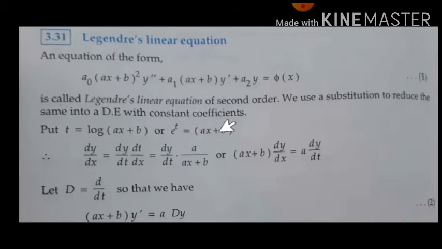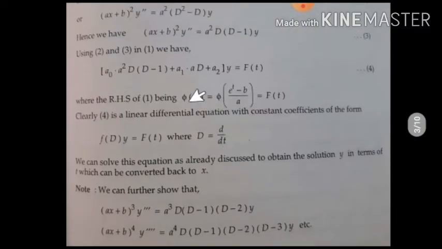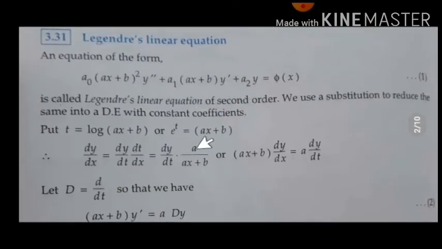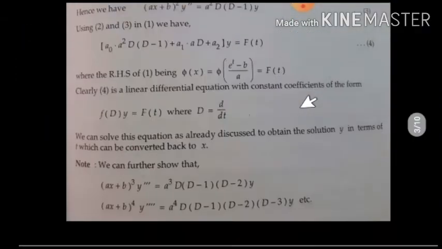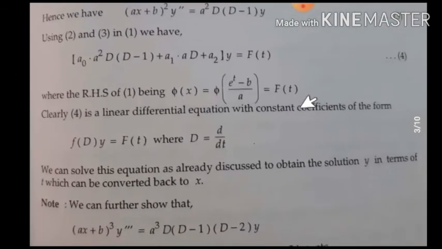This simplification I will show next. So phi of x gets converted in terms of t with that substitution, x equal to e to the power of t minus b divided by a. Using this, we converted x. So substitute in the place of x as e to the power of t minus b divided by a. Instead of writing that form everywhere, we write phi of x in terms of t as capital F of t. Here observe that the substitution with constant coefficient is done.